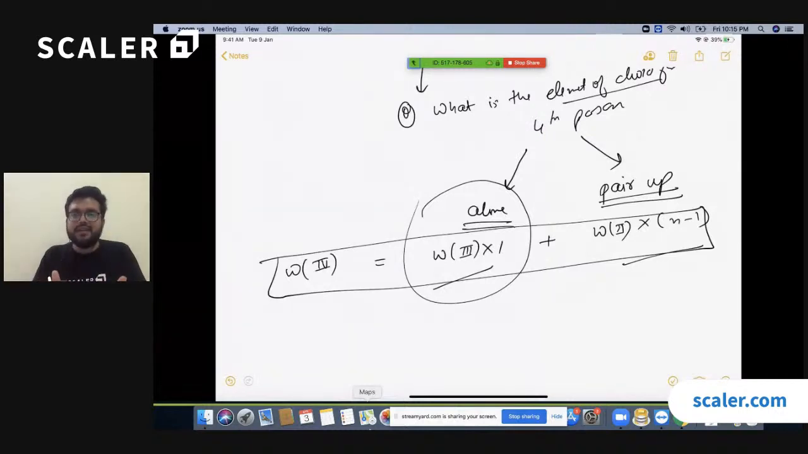What do I mean by saying mutually exhaustive? Mutually exhaustive means that there is no data point which is outside these two options. Okay? Because the fourth person can either choose to enjoy alone or he can pair up. There is no other option. So these two are mutually exhaustive as well. Whenever you see cases being mutually exclusive and exhaustive, you can just add them up to get the final answer.